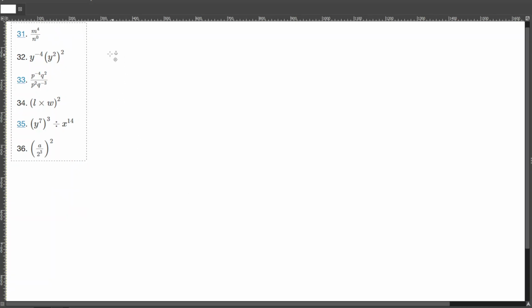So we're going to be simplifying some more algebraic exponents. So let's go ahead and get started.